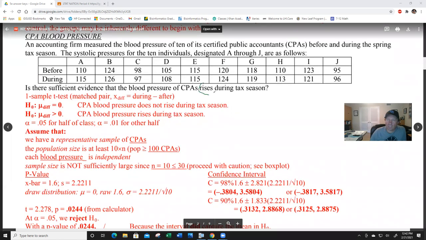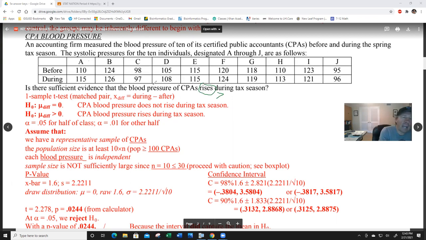Rises means increases. That's going to be greater than. All right. You ask yourself first, is this a mean or is this a proportion? It's a mean. However, is it one or two samples? It looks like two, but it's not. This is the same person, person A, person B, person C, etc., doing something twice, getting their blood pressure measured before and during the tax season. This is a matched pair.